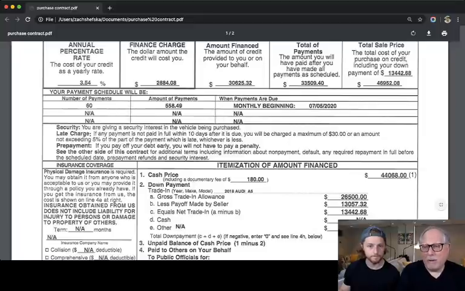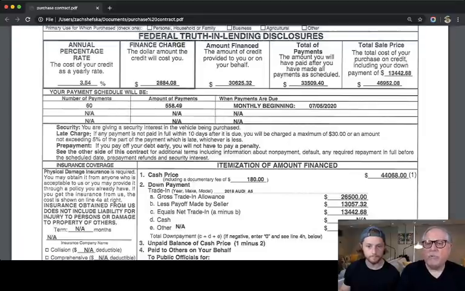Okay. The payoff on the car that he's trading in is $13,057.32, which leaves a gross balance of $13,442.68, which, if you go back up to that box, that's the down payment, because that's the actual value of the trade that the customer owns.